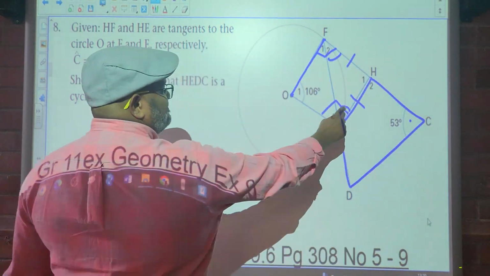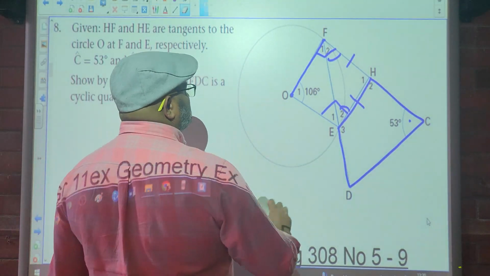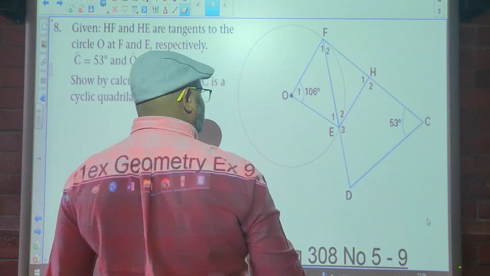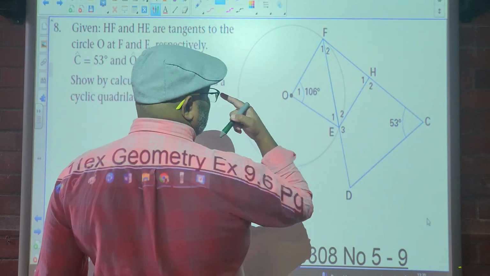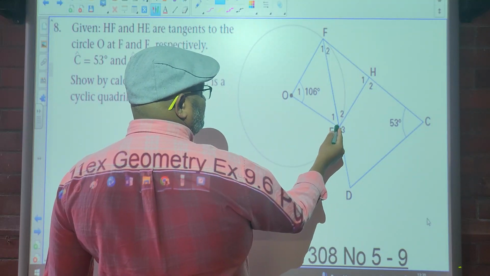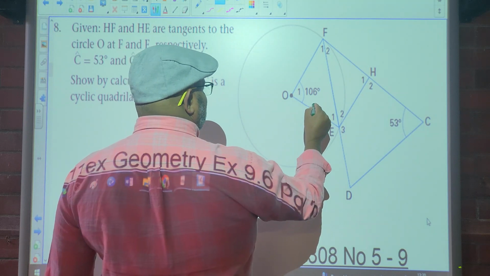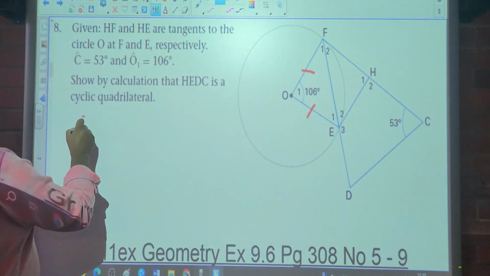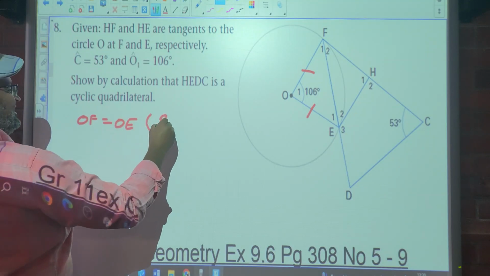Right, so if we can prove that E2 is 53, we've done the job. Of course, we won't go straight into that. What can we say first? We can work out E1. Firstly, those lengths are equal, so OF is equal to OE. Why? Radii.